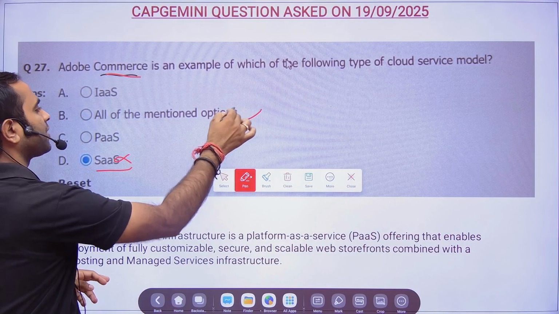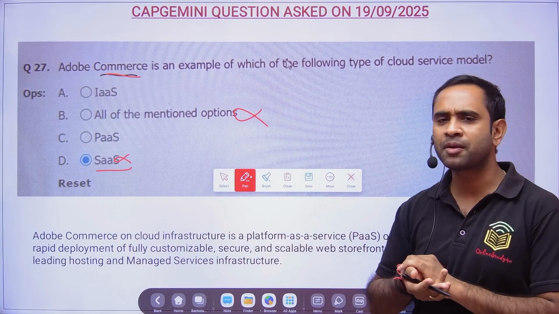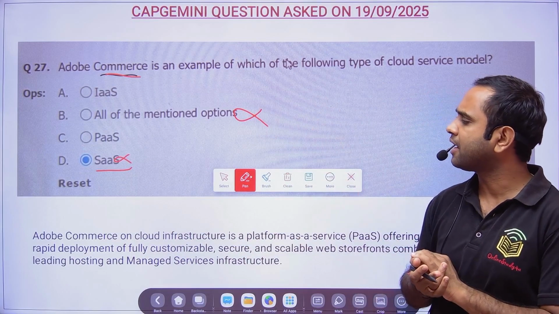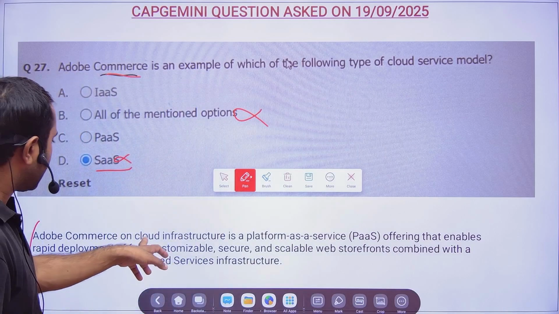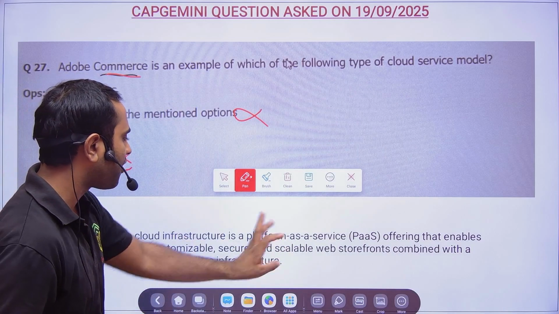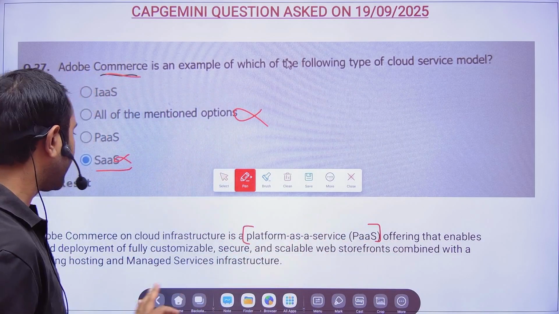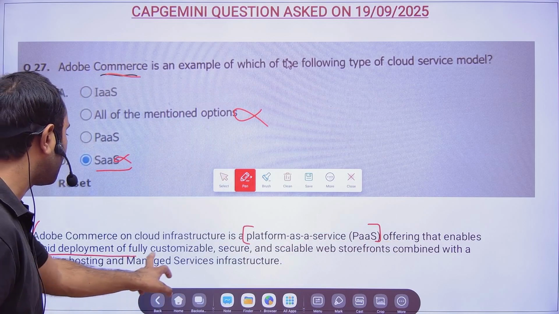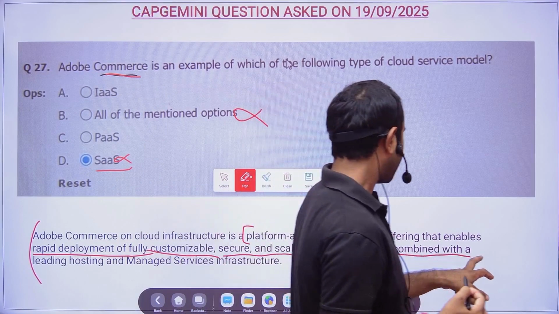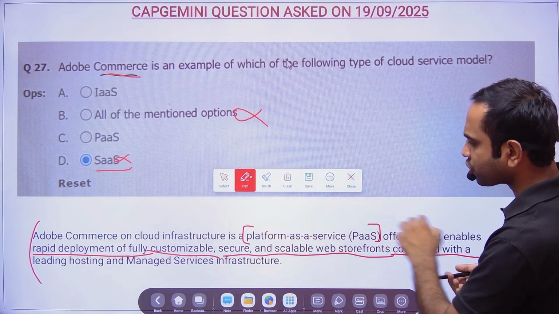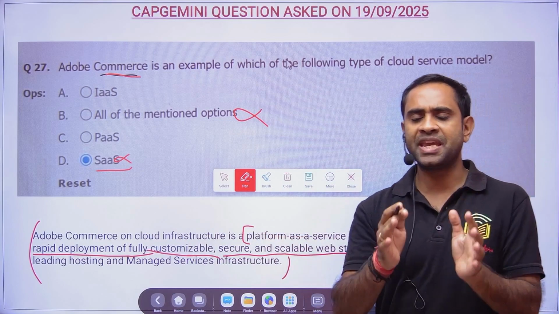This option is also removed. Now if you want to guess, please guess smartly, right? Either PaaS or IaaS remains. Friends, Adobe Commerce on cloud infrastructure is a platform as a service. This is nothing but PaaS, a platform as a service offering that enables rapid deployment of fully customizable, secure and scalable web storefronts combined with leading hosting and managed service infrastructure. So friends, basically, PaaS, right?